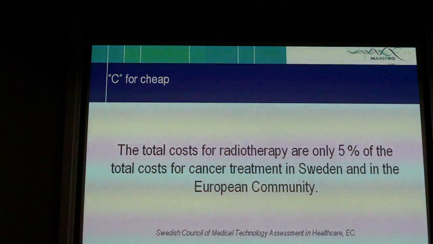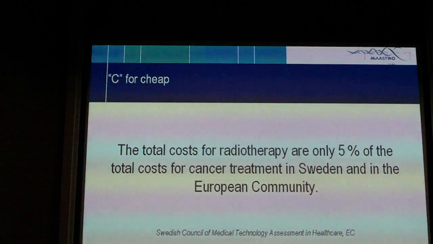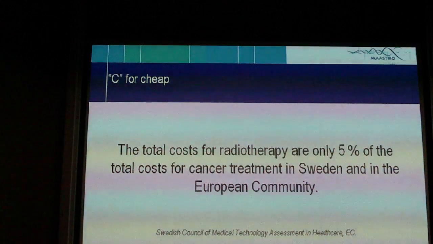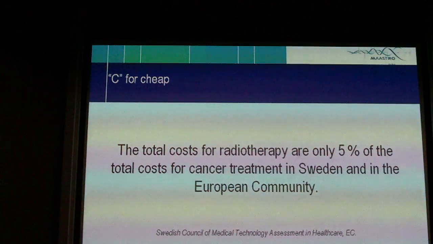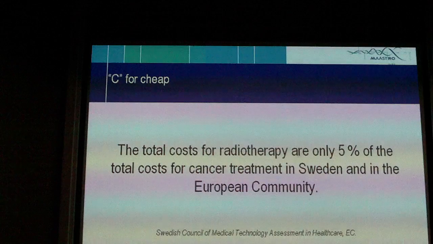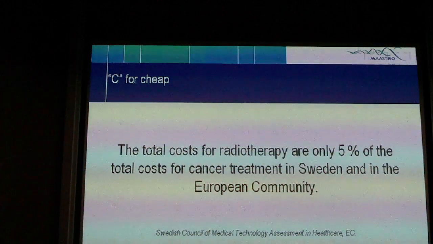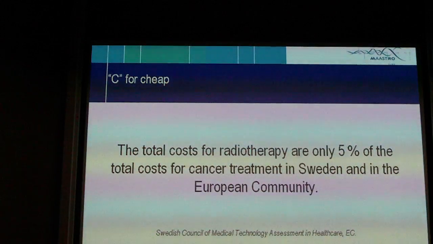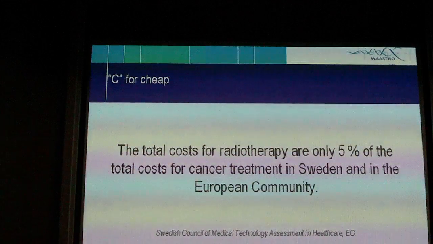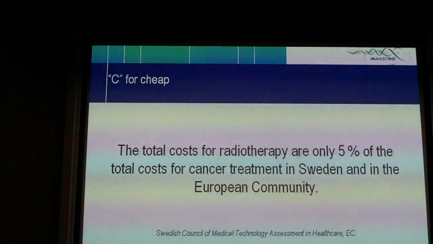It's also a C for cheap. And why is it cheap? Well, this is now a study from Sweden, but it counts for the whole of Europe. It's cheap because radiotherapy is only 5% of the total cost of cancer treatment within, well, now Sweden or the European community. The other 95% is divided between surgery and chemotherapy, while chemotherapy stands for almost 70% of the cancer costs. So pharmaceutical companies earn a lot of money by having these chemotherapeutic drugs, although they are not always working properly.